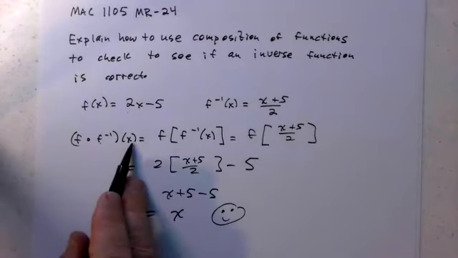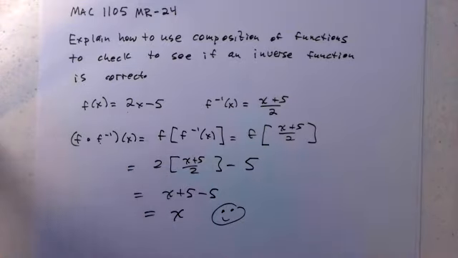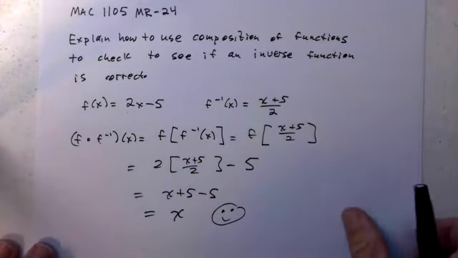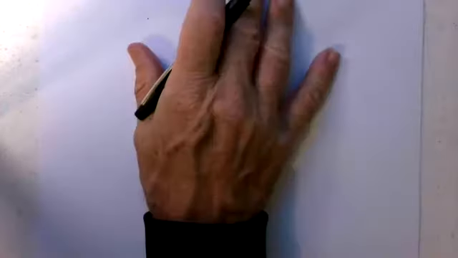So f inverse does one thing, f undoes it so that you get back what you started with. And that's one thing that should happen when you check to see if the inverse is correct. You can compose the two functions. We should also compose it the other way for an additional check.